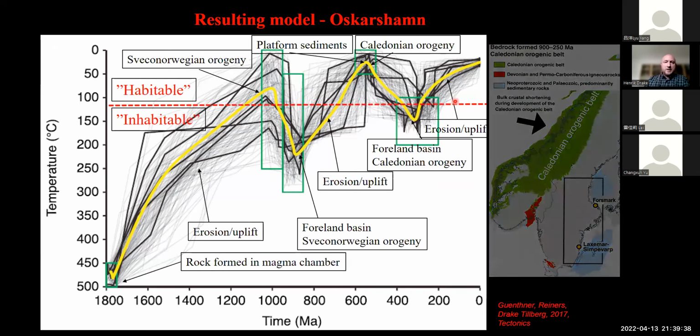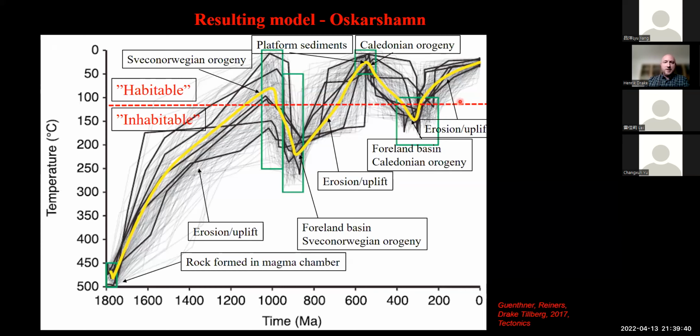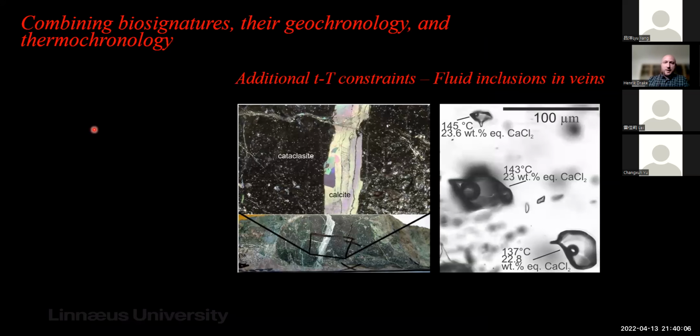So we can just take, very simple, just take the temperature here and call this uninhabitable, because it's too high for life, and habitable. And we also need to think that fluids in a fracture can have a slightly different temperature than the rock itself. So we also use fluid inclusions of the veins to match this, as I said.